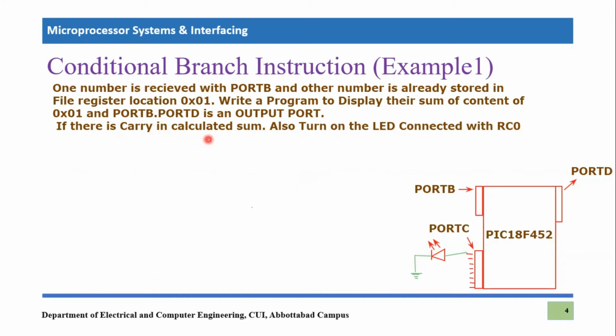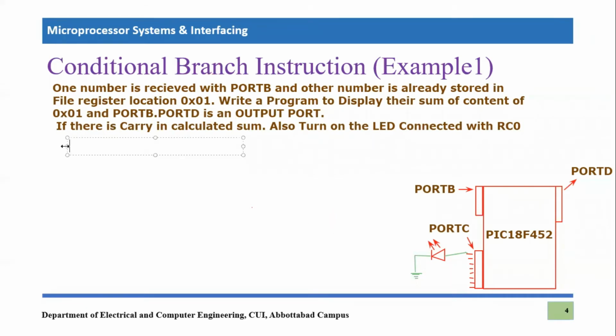Right now we have to check the carry in the status register. If there is any carry, then we have to check that carry. If the carry is present, then we also have to turn on this LED. If there is no carry, then we will not turn on this LED. So let's write our code.